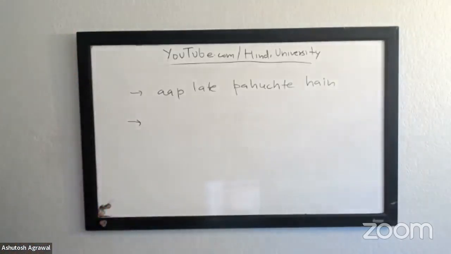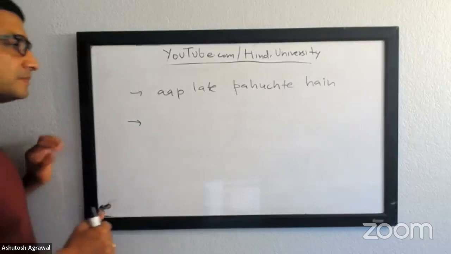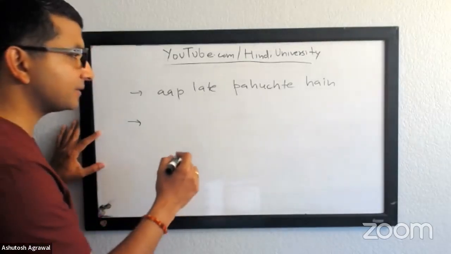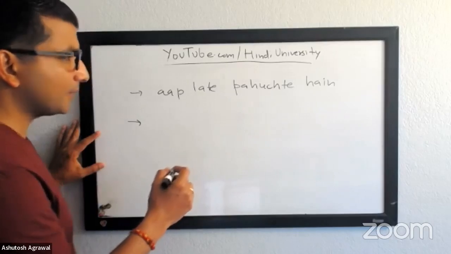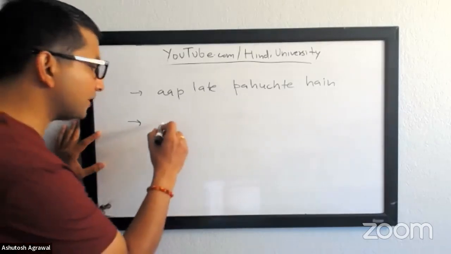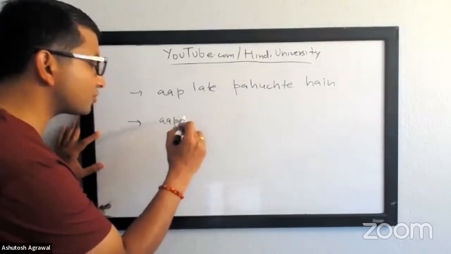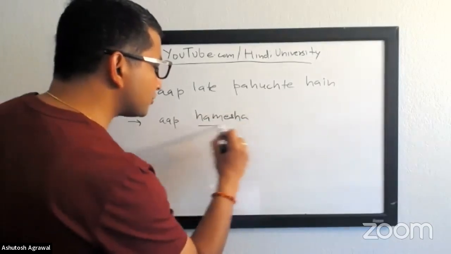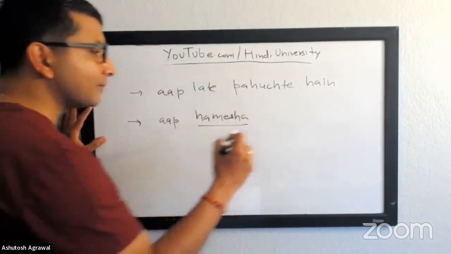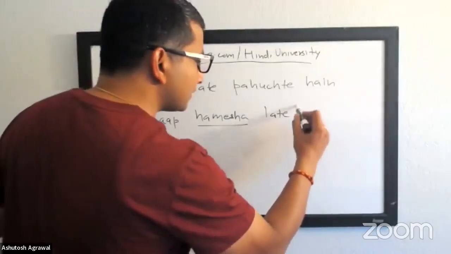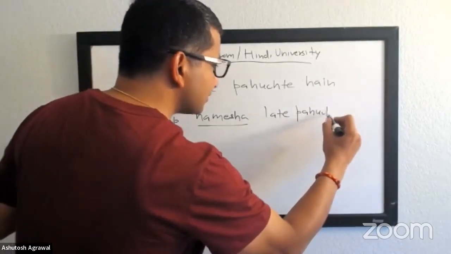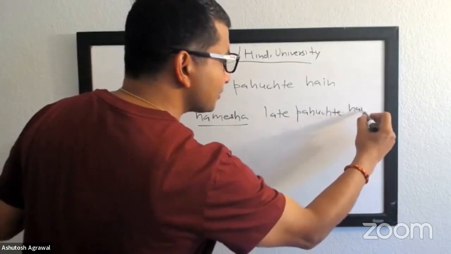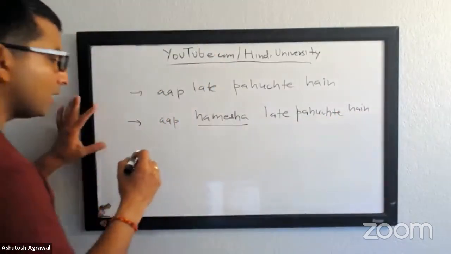Okay. Let's see. How will you say the other sentence? That's right. पहुँचते रहते हैं. Okay, so in this one, the one that comes naturally is aap hamesha. When you want to show continuity, you can show continuity using hamesha. आप हमेशा लेट पहुंचते हैं.